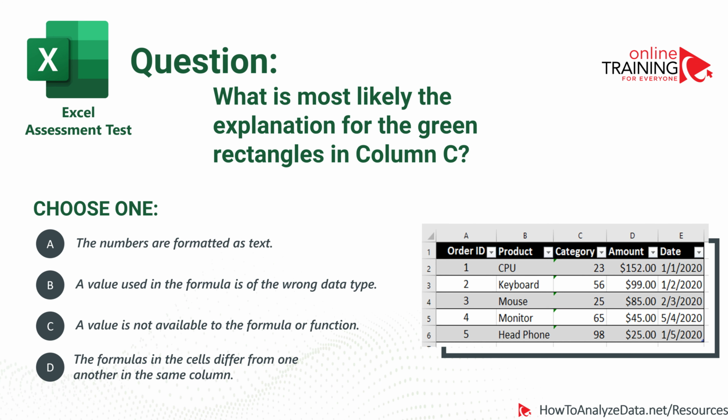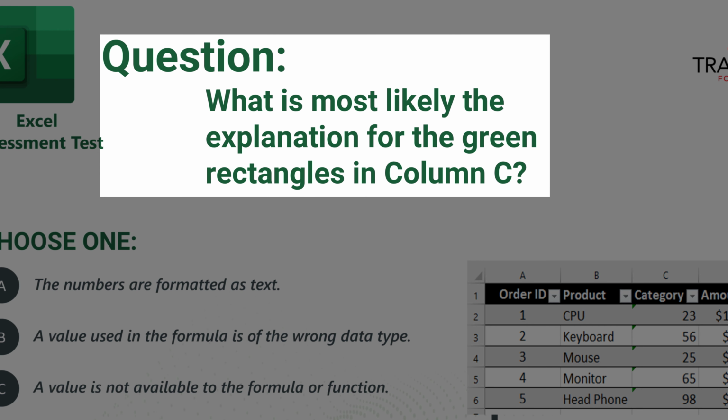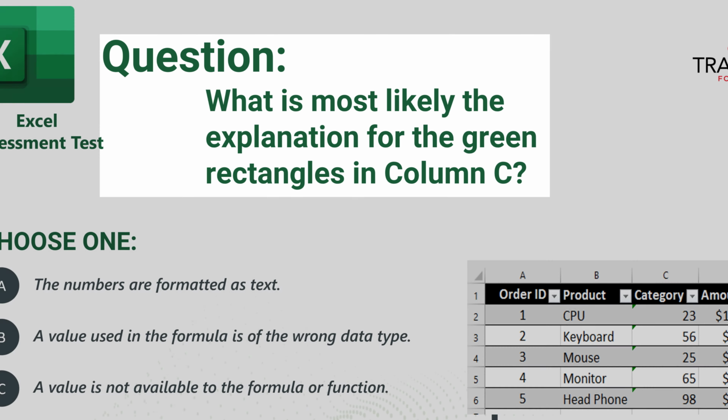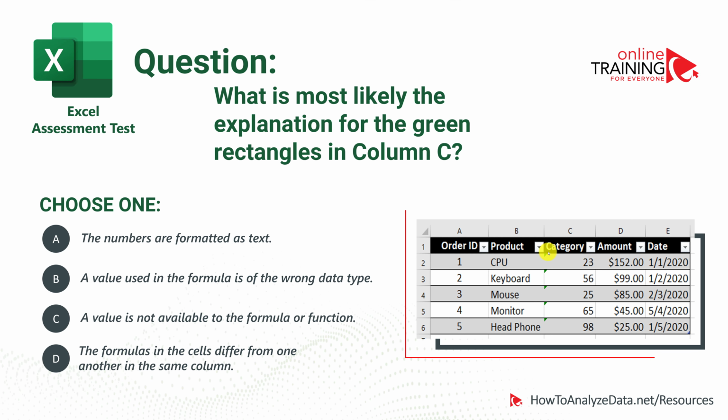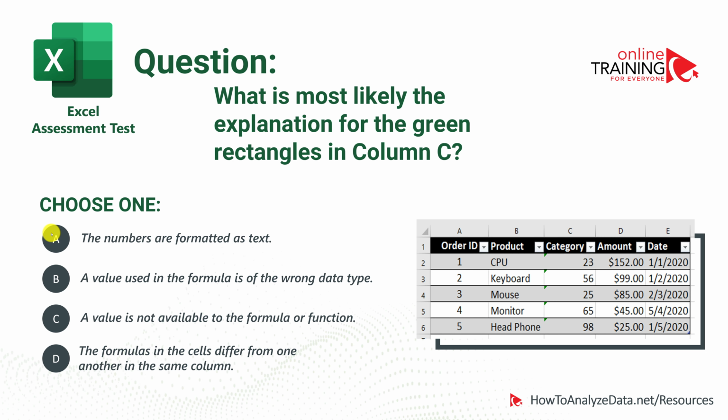Now let's look at the question that tests your knowledge of Excel formatting rules. What is the most likely explanation of the green rectangles in column C? And you have a picture here, and you have rectangles in the upper left corner of the cells in column C in the category. And there are 4 choices as typical. The numbers are formatted as text. A value used in a formula is of the wrong data type. A value is not available to the formula or function. And last but not least, the formulas in the cell are different from the values in the same column. Which one do you think is the right choice?